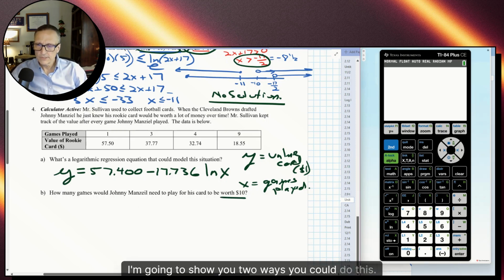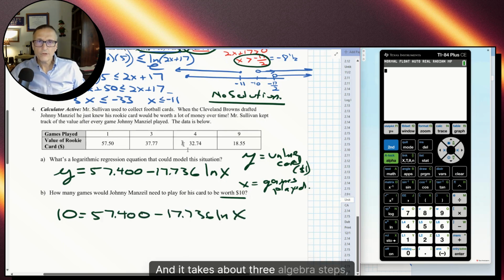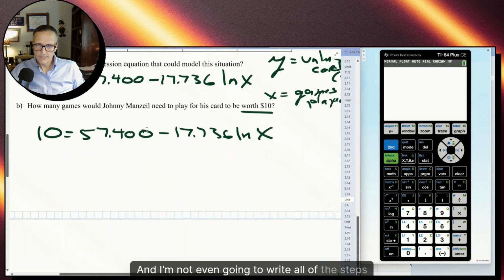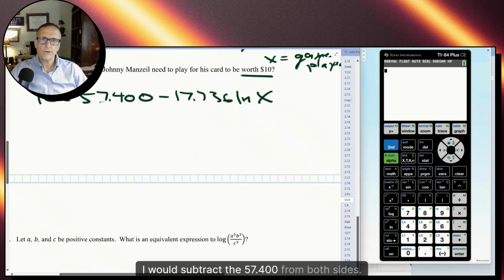I'm going to show you two ways you could do this. The algebra method would be to stick the 10 in for the y and solve the equation for x, and it would look like this. And it takes about 3 algebra steps to solve this for x. And I'm not even going to write all of the steps out. I'm going to do them on my TI-84. So the first step would be to subtract the 57.400 from both sides. Then I would divide by the negative 17.736, because my goal in solving for x is to first isolate the natural log portion of the equation.